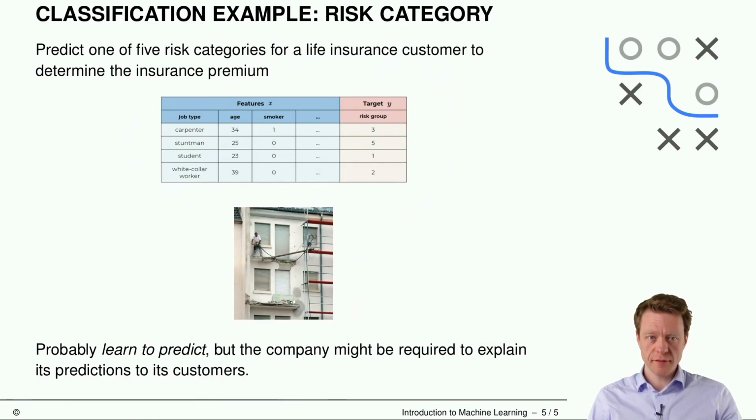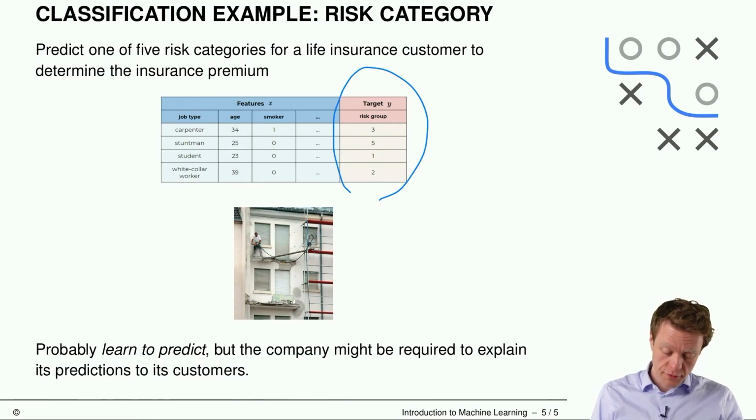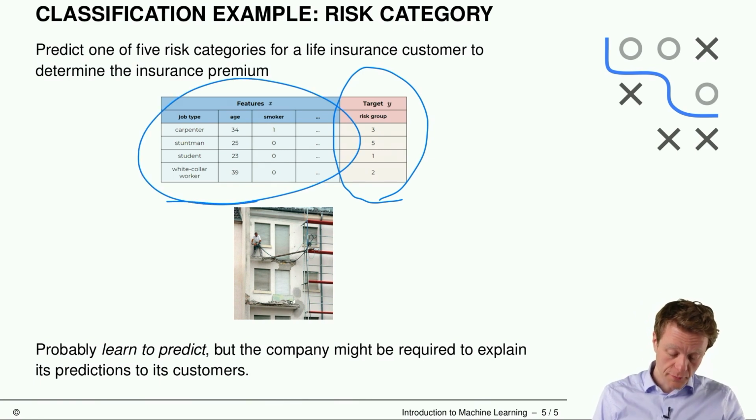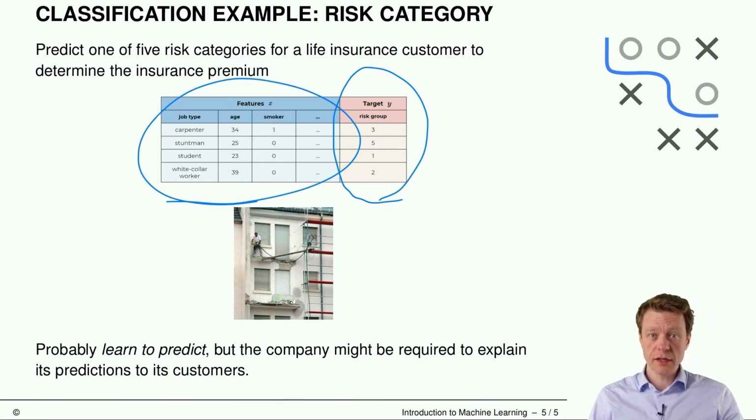And as a last example, a classification example, an insurance example, the target variable y is the risk group. Perhaps we have 5 risk groups for a life insurance customer, and we have some features that we might use to predict the risk of this new customer. So mainly this would be learning to predict, but a company might also be required to explain its predictions to its customers or to some auditing position. So this also could be learning to predict and learning to explain.